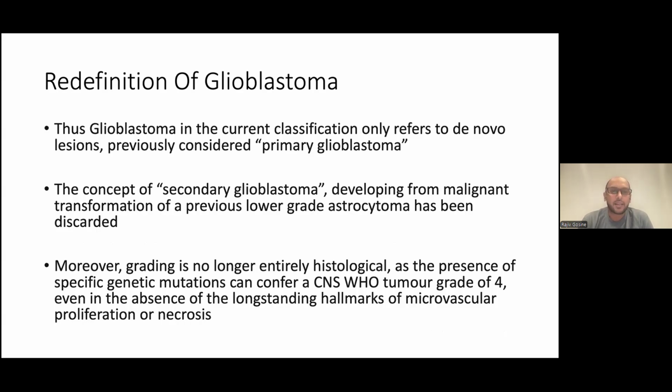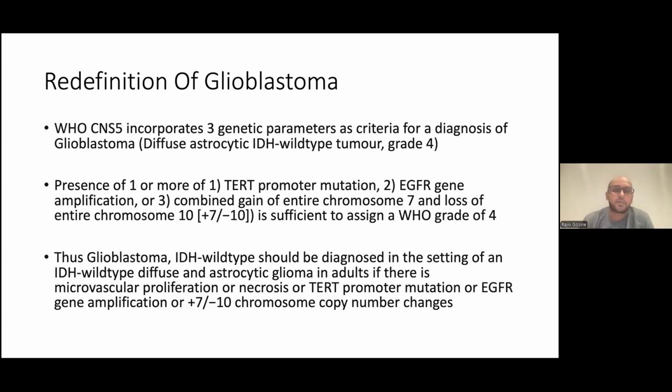The concept of a secondary glioblastoma developing from malignant transformation of a previous lower-grade astrocytoma has been completely discarded. Moreover, grading is no longer entirely histological, as the presence of specific genetic mutations can confer a tumor grade of grade 4, even in the absence of the long-standing hallmarks of microvascular proliferation or necrosis. WHO CNS5 incorporates three genetic parameters as criteria for diagnosis of a glioblastoma, which is a diffuse astrocytic IDH wild-type tumor grade 4.